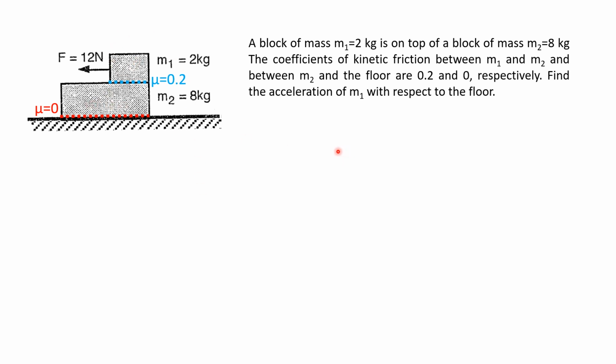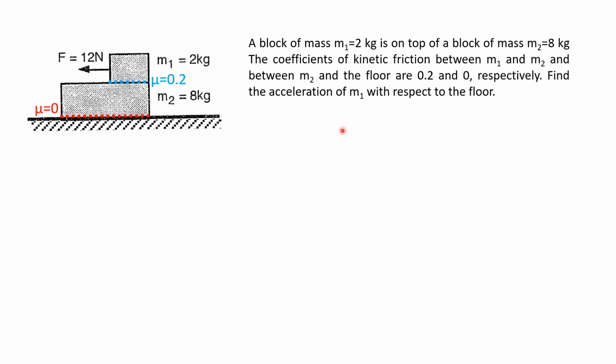The coefficients of kinetic friction between M1 and M2 and between M2 and the floor are 0.2 and 0 respectively. So the coefficient of friction between these two surfaces is 0.2, and between the floor and the bigger block is 0, meaning this is a frictionless surface. Find the acceleration of m1, this mass, with respect to the floor.